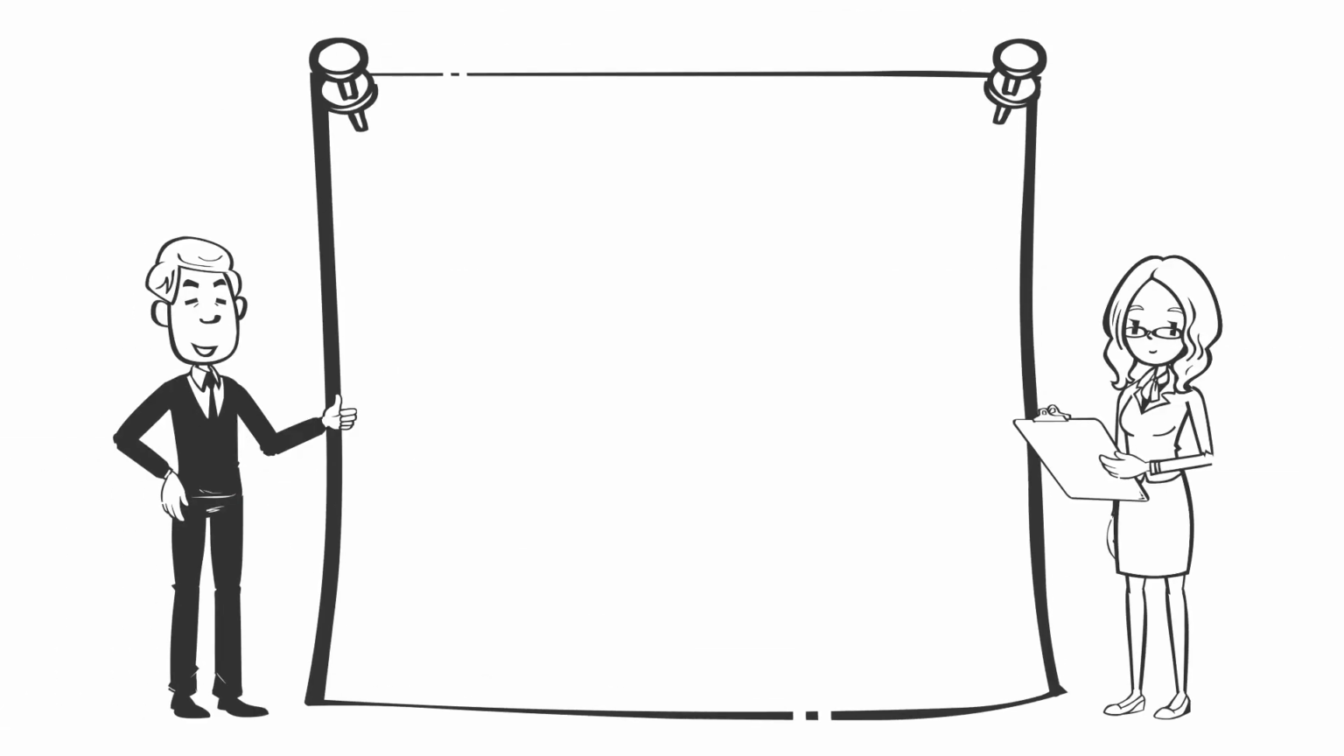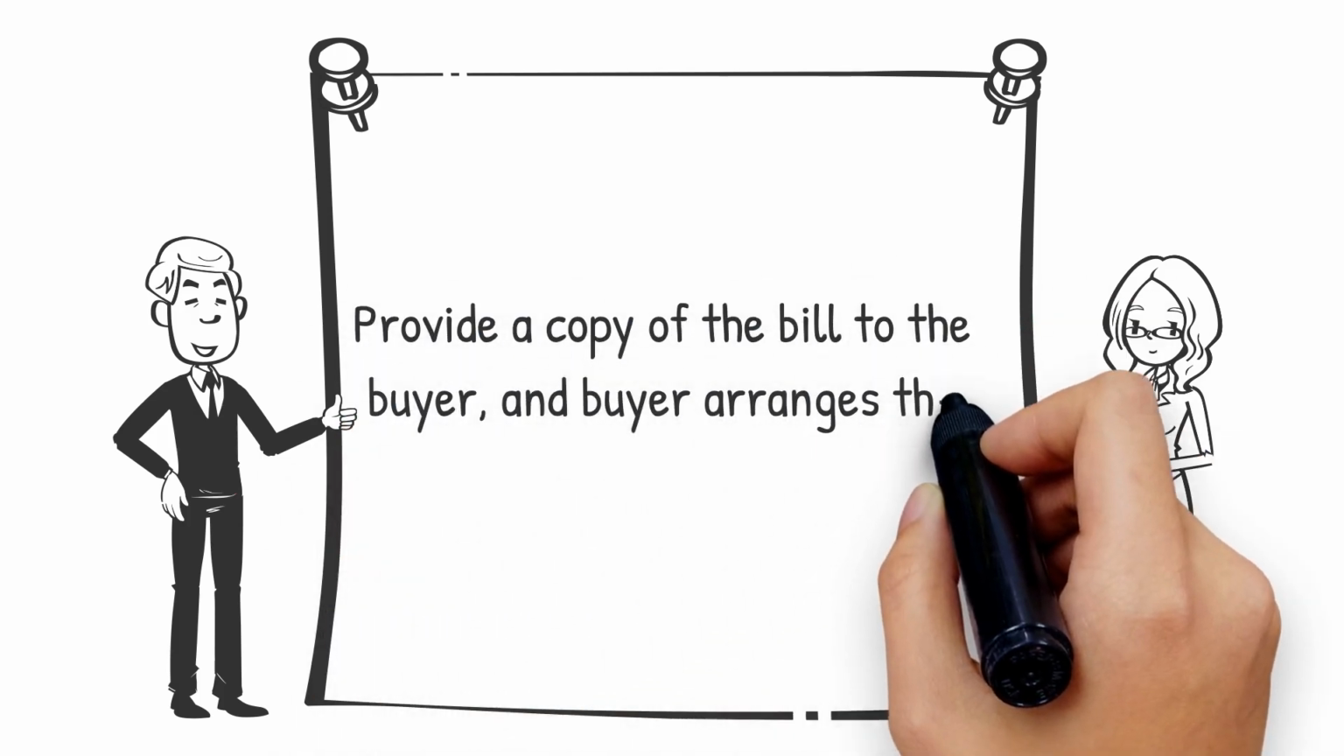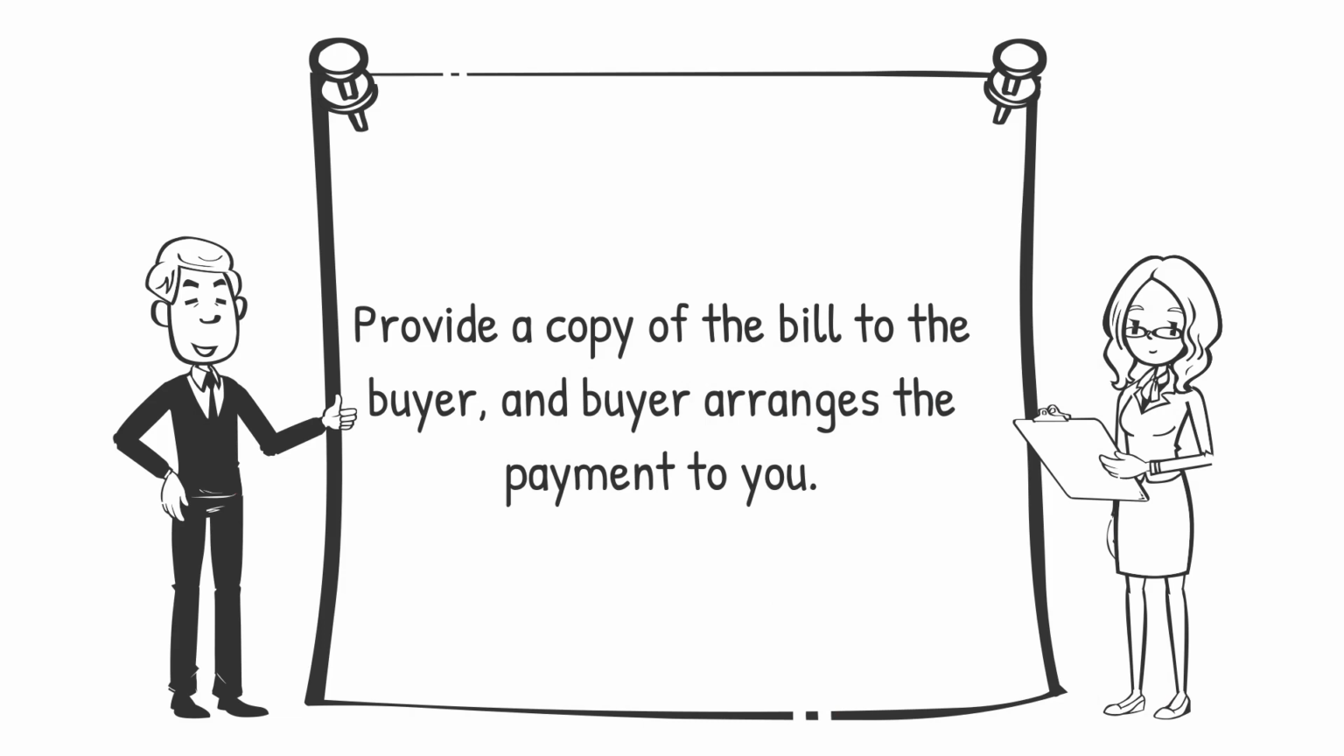If you send the goods to the ship, you will get the bill of lading from a shipping company. You provide a copy of the bill to the buyer, and the buyer arranges the payment to you. If you used LC payment, then you present all the documents to your bank.